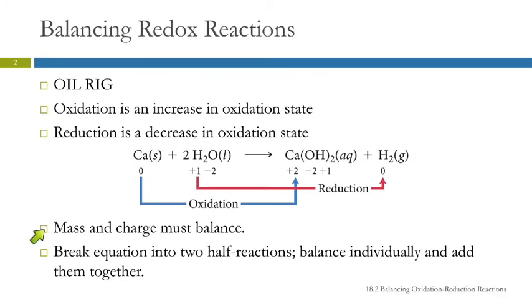And sometimes it's pretty much impossible to balance an equation by inspection. And so that's why I'm going to teach you how to do the half reaction method. You take the equation, you break it into 2 pieces, an oxidation and a reduction. You balance each of them separately, then you put them back together again.